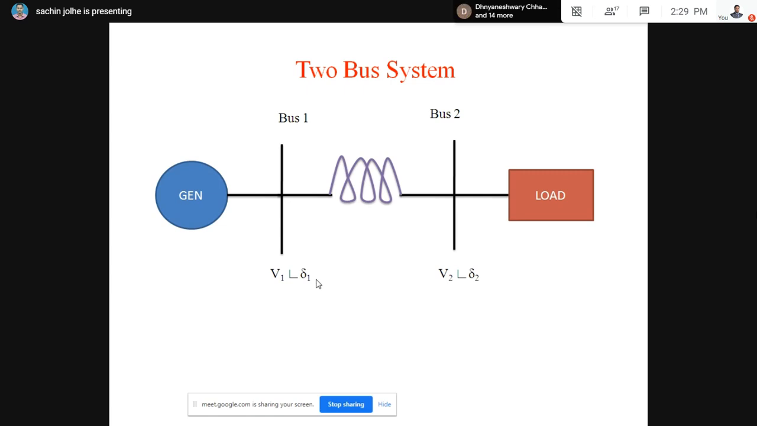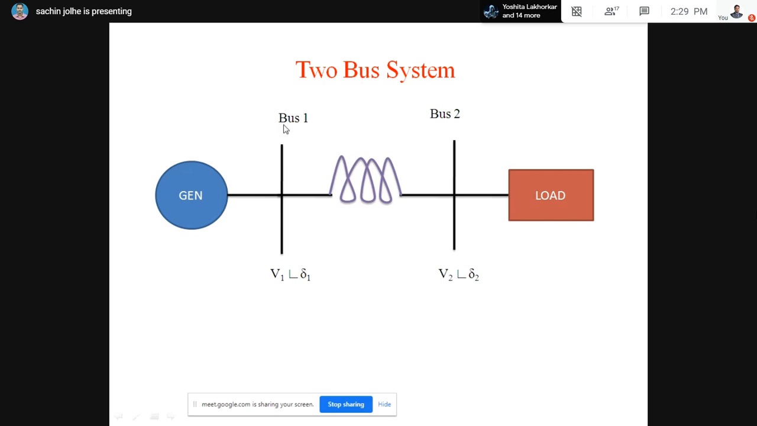Now, as we have to start with the bus system, we will start with the minimum, and then we will go to the maximum also. So first we will go with the two bus system. In this system, you can see there are two buses, bus one and bus two. On bus one, we are connecting a generator. Generator means this is an AC generator, a synchronous generator. And on bus two, we are connecting the load. There is nothing else here. It is so simple.